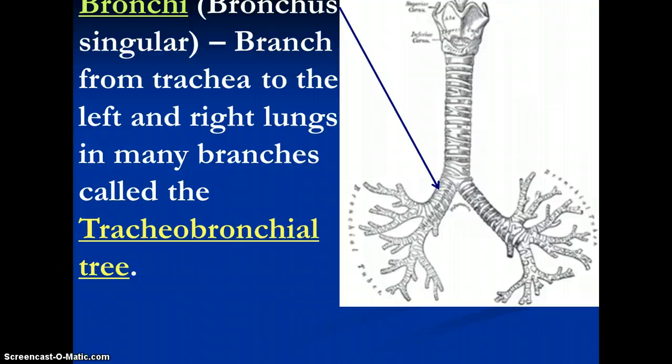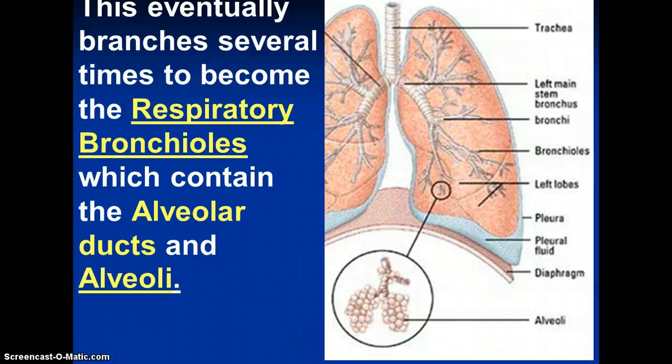Your bronchi. You have a left and a right bronchi, or bronchus. They branch from the trachea to the left and right lungs, and they form what's called the tracheobronchial tree, made of many bronchioles. This eventually branches several times to become the respiratory bronchioles, as I alluded to earlier, where oxygen and CO2 can actually go through. And the alveoli are at the very end of the bronchioles, where most oxygen and gas exchange takes place.